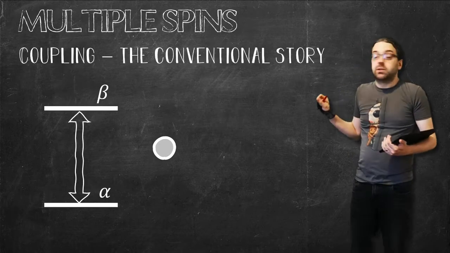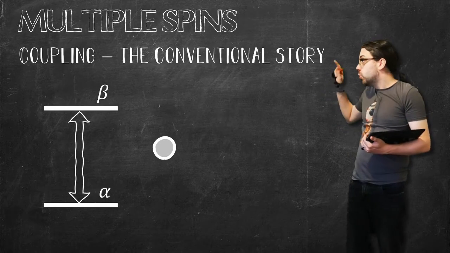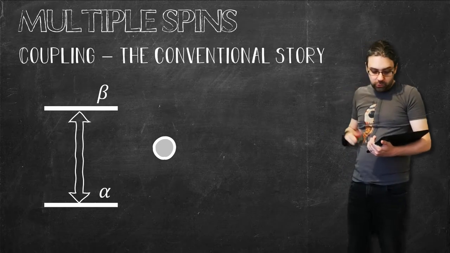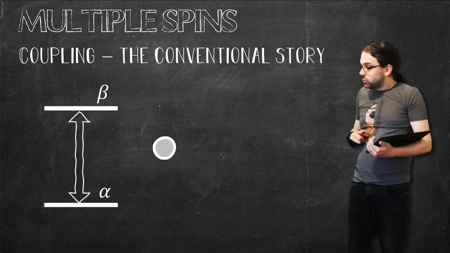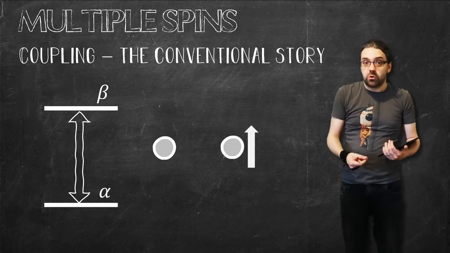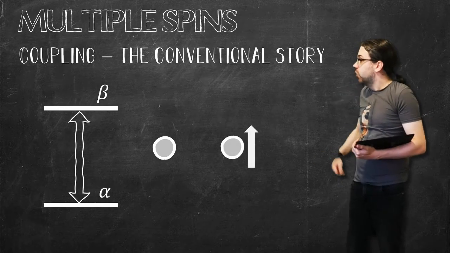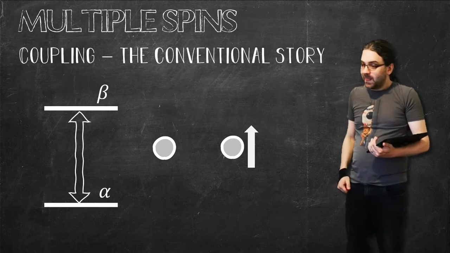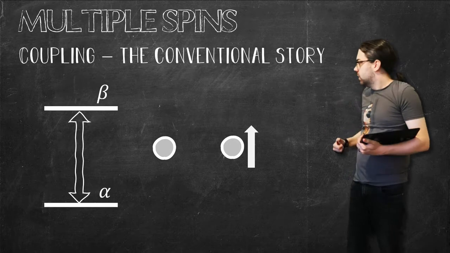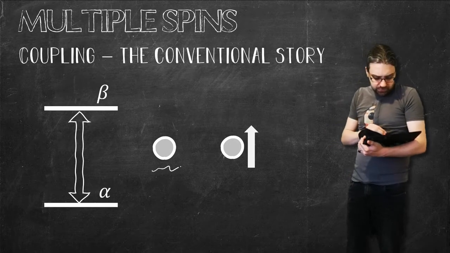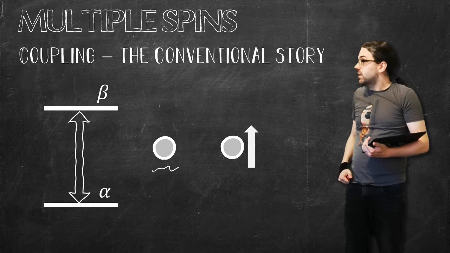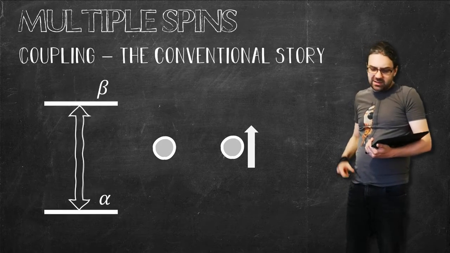So how do we get a doublet? If we just have these two energy levels, we'd only ever see one spike on the NMR spectrum, not more than one. So we've got a transition between alpha and beta. If we put a second spin in there, the conventional story that you'll be told is that the other spin could be pointing up. And if it's pointing up, it kind of increases the magnetic field. So the field felt by this proton that we're measuring could be higher, in which case the energy splitting is ever so slightly bigger.